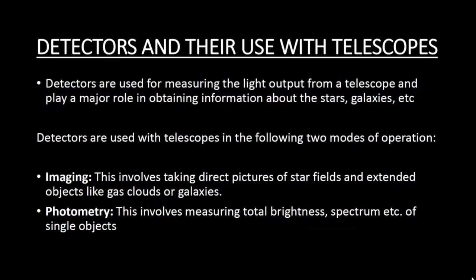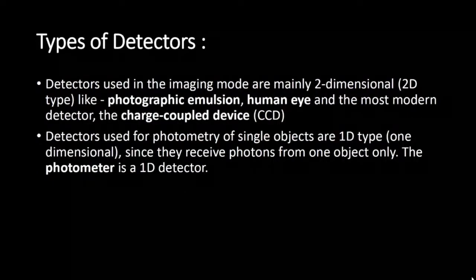Next slide. Here we briefly see the types of detectors. Detectors used in imaging mode are mainly two-dimensional, 2D type, since we are trying to form images of objects in a given area. Examples of such detectors are photographic emulsion, the human eye, which is a very good example, and charge coupled devices (CCD), as we popularly know them. Detectors used for photometry of single objects are 1D, since they receive photons from the object only, so there is no need to go to different dimensions. The photometer is a 1D detector.